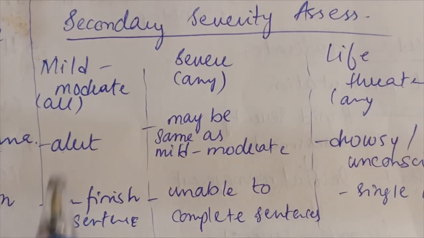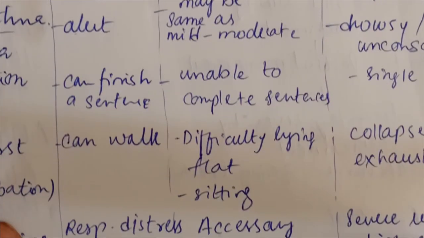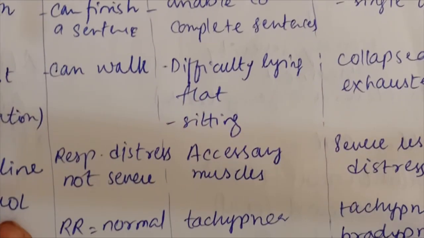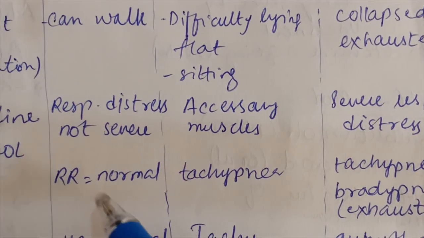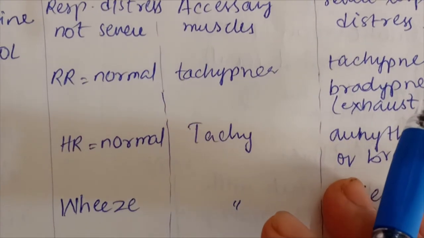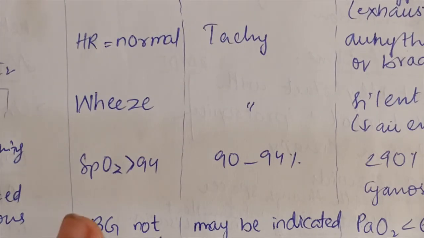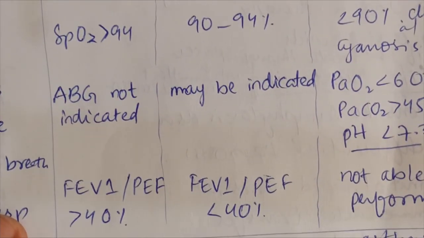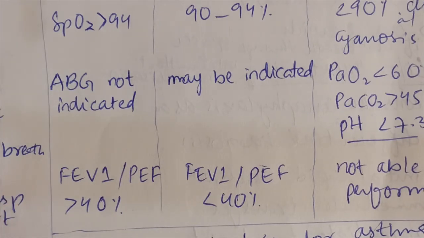If the patient has mild to moderate exacerbation, all of the following would be present. The patient would be alert, can finish a sentence, can walk, and respiratory distress is not very severe. The patient does not have to use accessory muscles. Respiratory rate is normal, heart rate is normal, wheezes can be there, and SpO2 is more than 94%. ABG is not indicated in this case, and the FEV1 by PEF ratio is more than 40%.